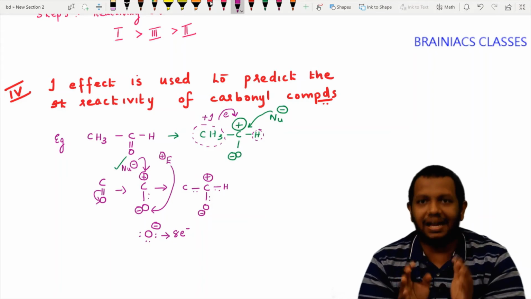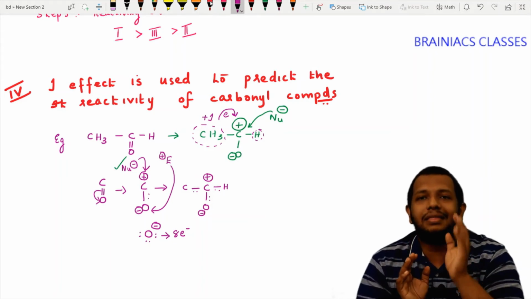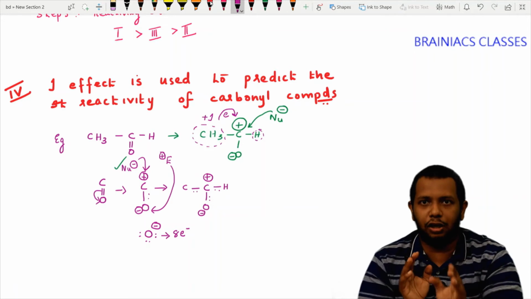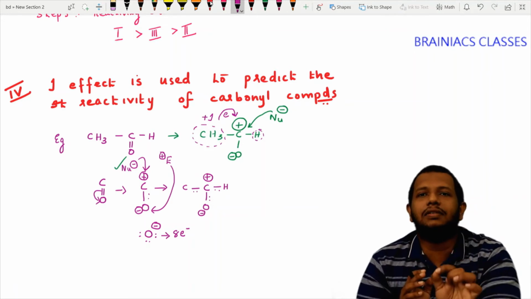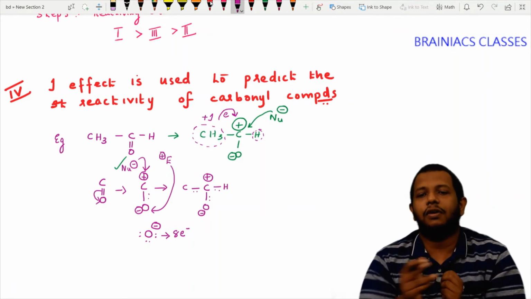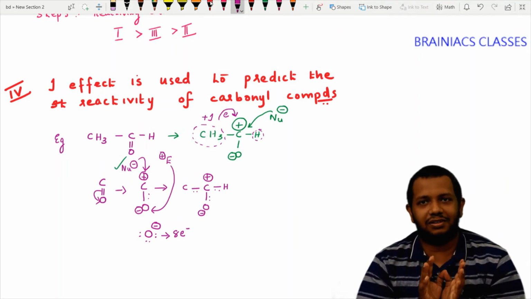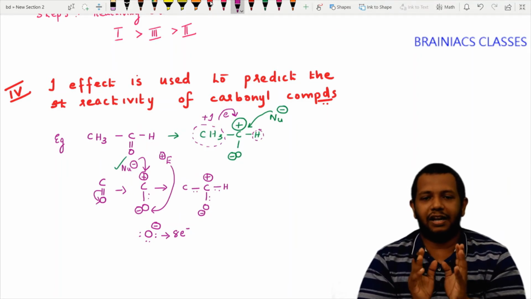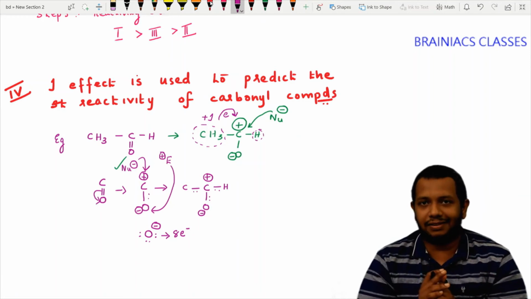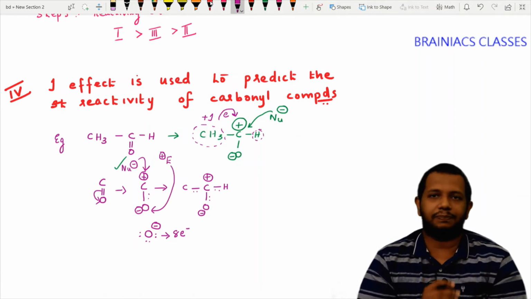That means I can say that here the plus I effect of the CH3 group is decreasing the reactivity of what actually? This particular aldehyde. Understood? I hope you got a fair idea. Now we will try to see with some examples how it is happening.